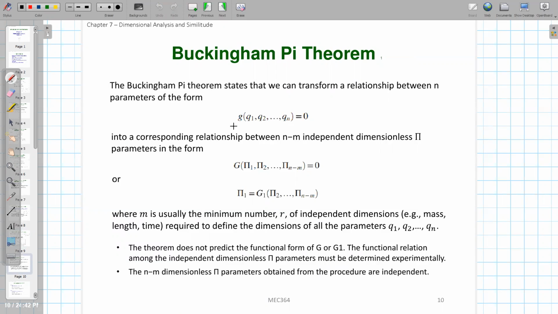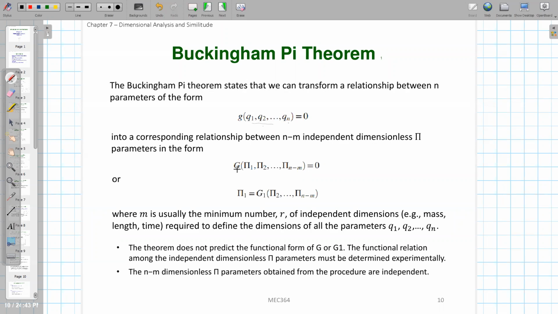Basically, this theorem means that if you have a physical problem which involves Q1 to Qn, n independent parameters, where G is any arbitrary function, and after you do the dimensional analysis, you can change this function G of n dimensional parameters to a function of a smaller number of independent dimensionless parameters. Let's assume that we reduce from n to n minus m.